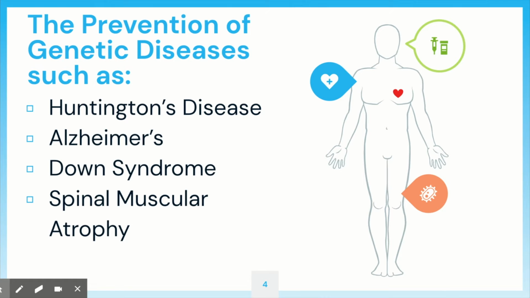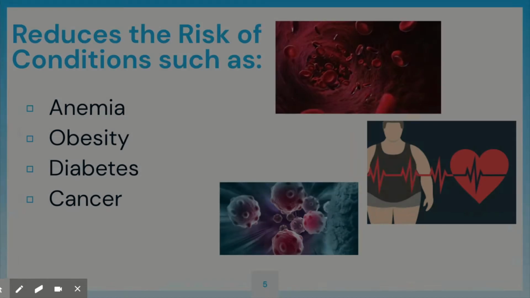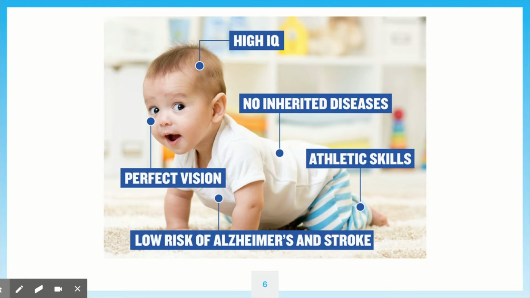It might help prevent genetic diseases such as Alzheimer's, Huntington's disease, Down syndrome, and spinal muscular atrophy. The modification can also reduce the risk of inherited medical conditions such as anemia, obesity, diabetes, cancer, and much more. Individual traits can be selected to the preference of the parents. This leads into ethical questions, which we will discuss later.